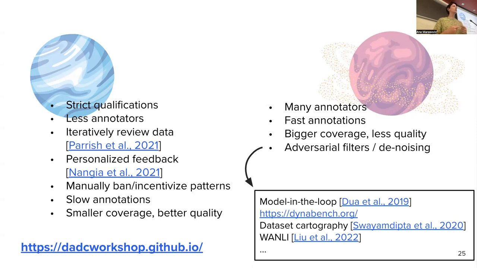So if annotators are trying to create the example for the task with fooling the state of the art in mind, that's going to introduce some biases, and it has been shown to introduce biases. Nevertheless, there is a whole line of benchmarks that are designed in this way, called DynaBench.